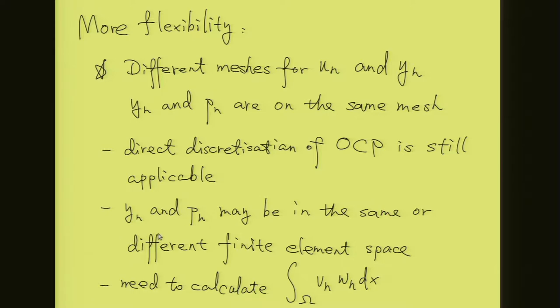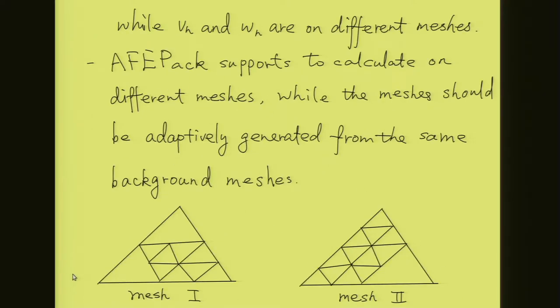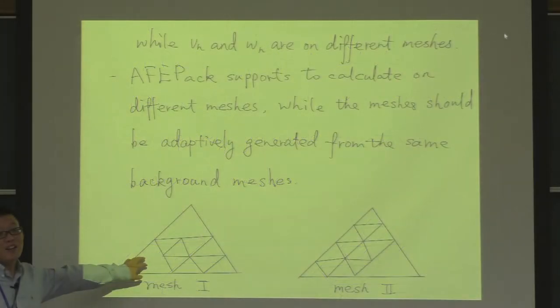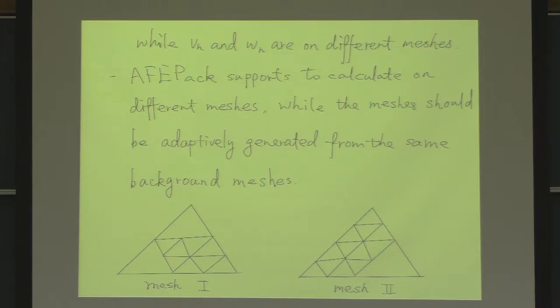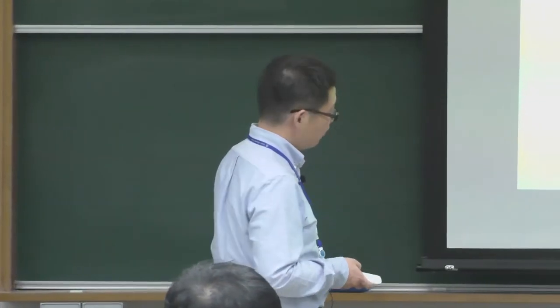And I have mentioned that y_h and p_h can be in the same or different finite element spaces. We need to calculate this term. For this, just think of meshes generated from the same background mesh, looking like this one and this one. Since the background is exactly the same, if we want to calculate a numerical integration on this triangle, we know that this very small triangle is in this great triangle on any other mesh, so all these quantities can be calculated in a very efficient way.